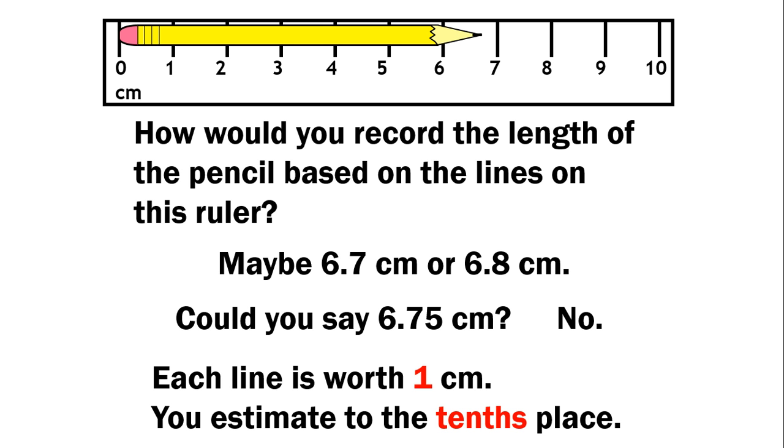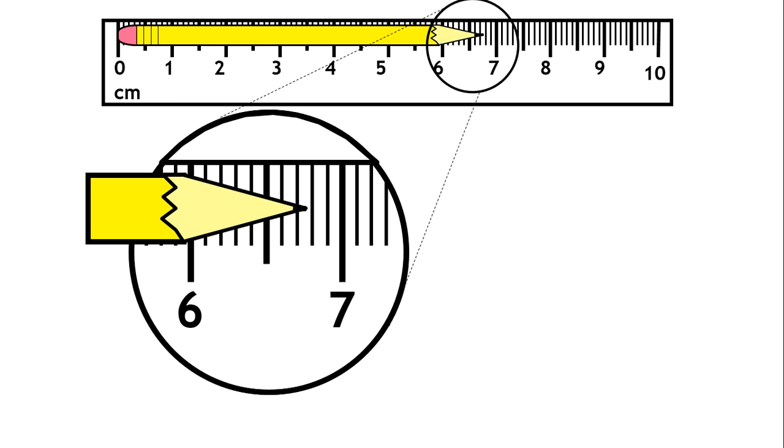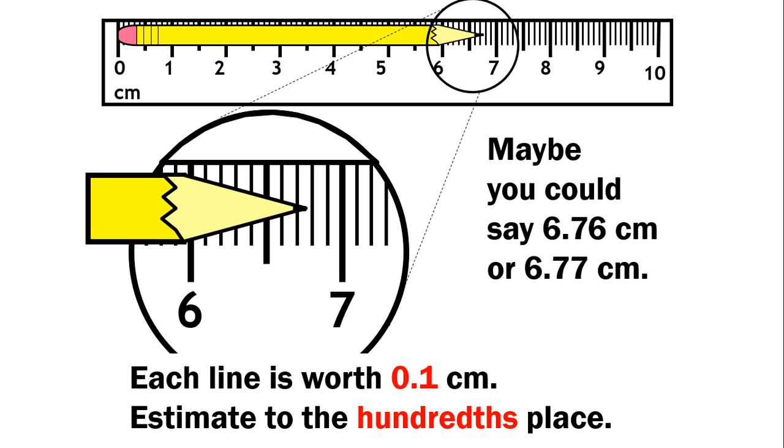If you wanted to estimate to the 100th place, you would have to have a ruler where every line was on the 10th. So for example, every line on this ruler is worth 1/10 of a centimeter. As I zoom in closer, you can see that this particular length would fall somewhere between 6.7 and 6.8. So your estimated digit would be possibly 6.76 or 6.77, and so each line is worth 0.1 centimeter on the ruler, so we estimate to the 100th place.